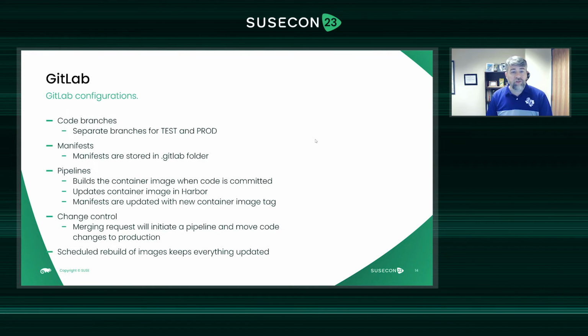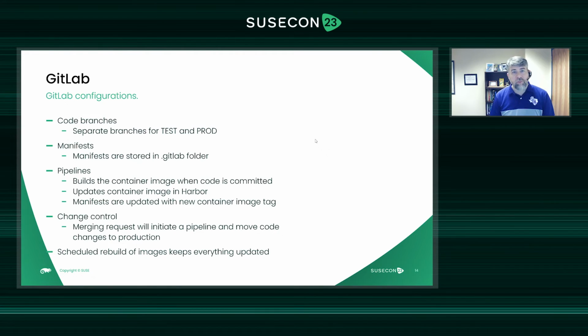Our manifests are stored in a .gitlab folder. So every app that we deploy has a .gitlab folder with manifests that store information about the configurations of the app and things like the memory that we want to use, the CPU that we want to use, different information about the services that are required, like load balancers, and specific information about the app.